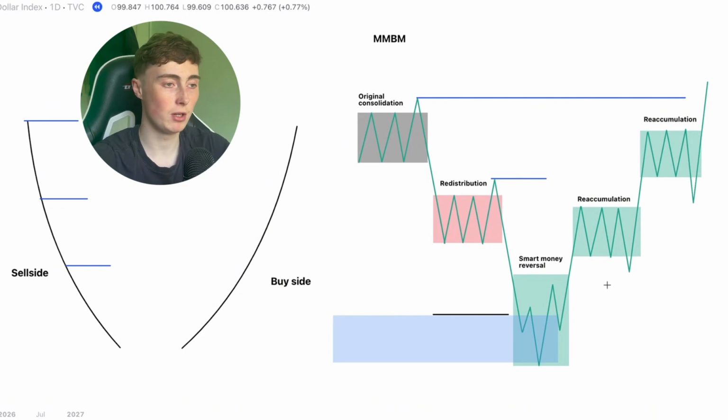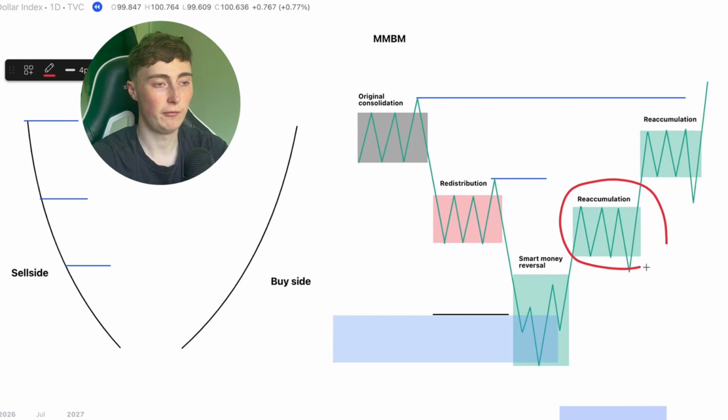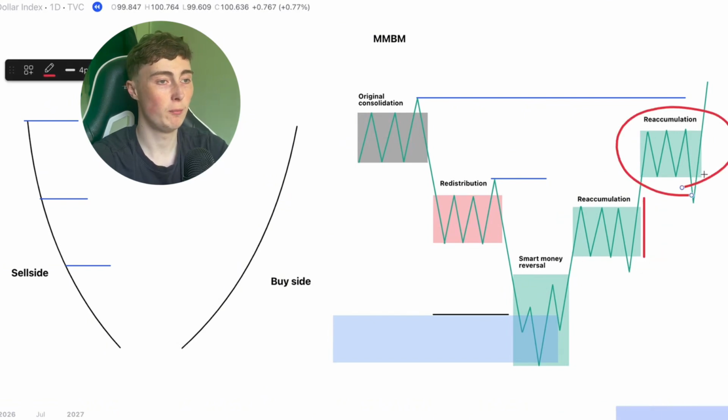Now, once you have that smart money reversal and you know the buy side of the curve is forming, that's where you can very accurately predict bullish movement, right? That is what the market maker buy model is about, being able to predict that bullish leg in price. Now, the way that the bullish leg forms is essentially the exact same way as the bearish leg, okay? What you're going to see are consolidations followed by impulses. A consolidation followed by an impulse.